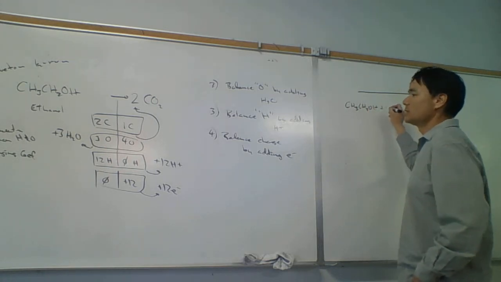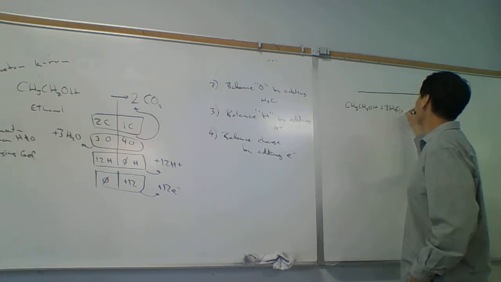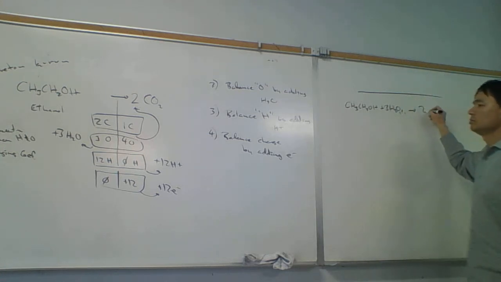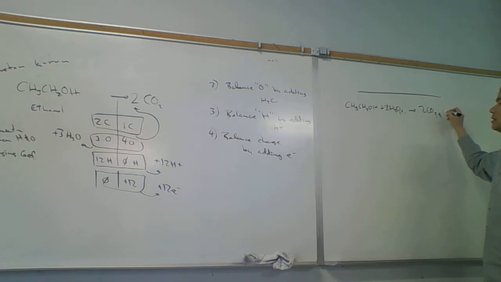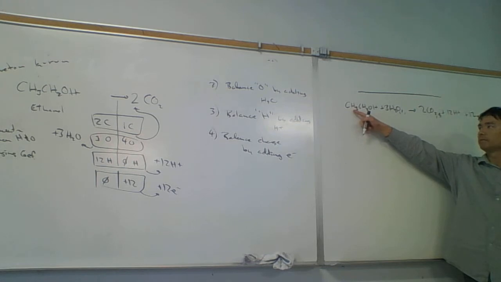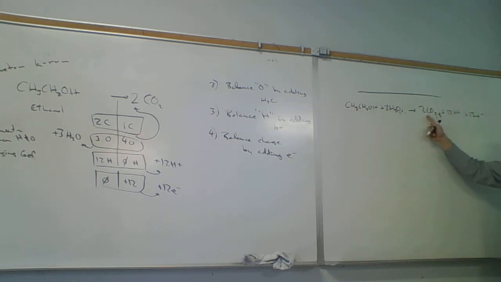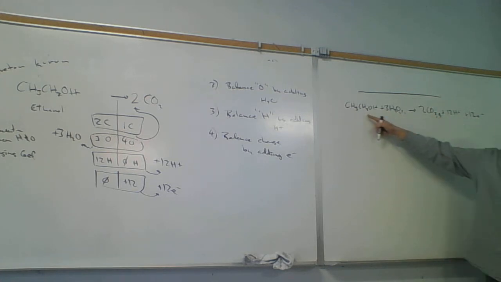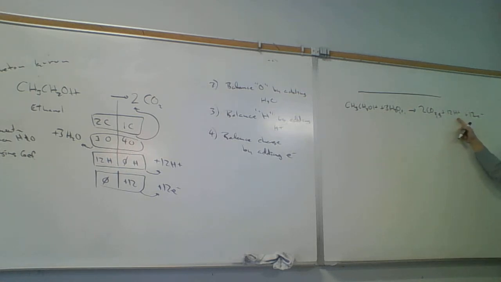CH3CH2OH plus 3H2O liquid yields 2 CO2s, gas plus 12H plus 12 electrons. We can check if this is balanced by checking the atoms. 2 carbons here, 2 carbons here. 1 plus 3 is 4 oxygens here, 4 oxygens here. And then 6 hydrogens here, 6 hydrogens, 12 hydrogens, 12 hydrogens. So the atoms are balanced.